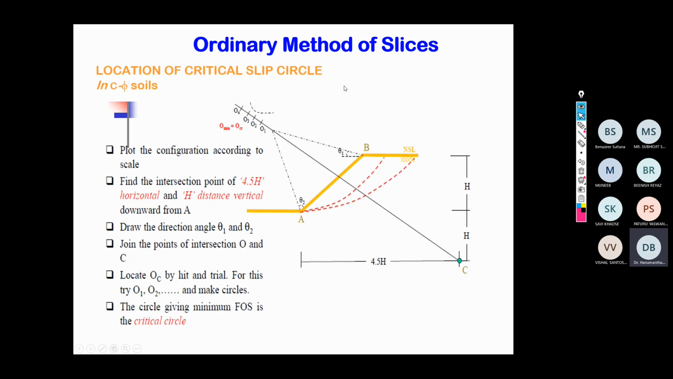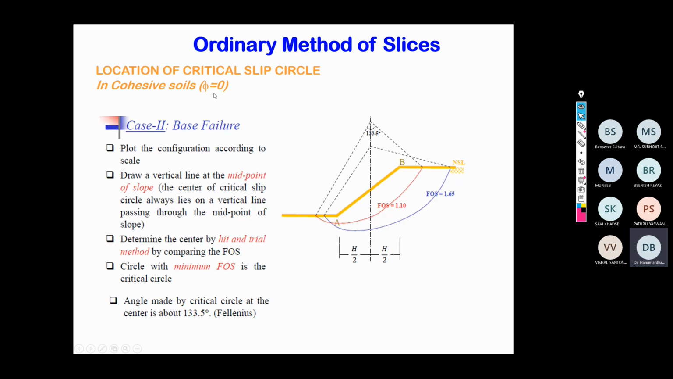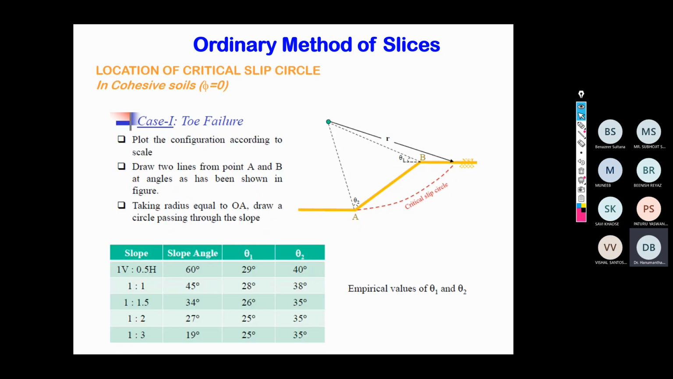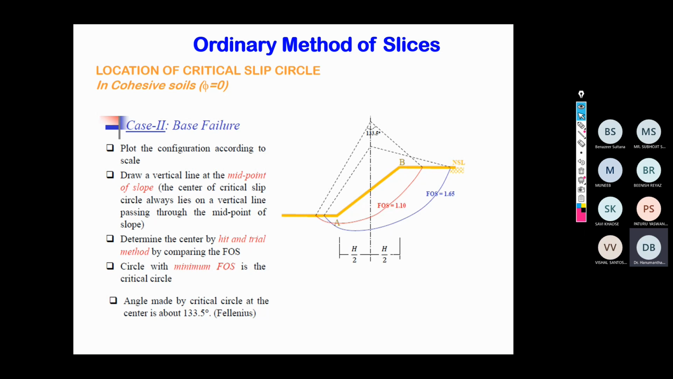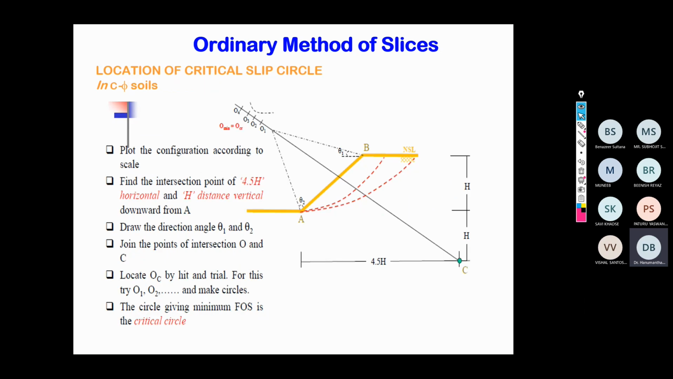Next, location of the critical slip circle in c-phi soil. In the previous cases, it was cohesive soil: case 1, toe failure; case 2, base failure. Next is the c-phi soil. So how do you determine the center of the slip circle in the case of c-phi soil?